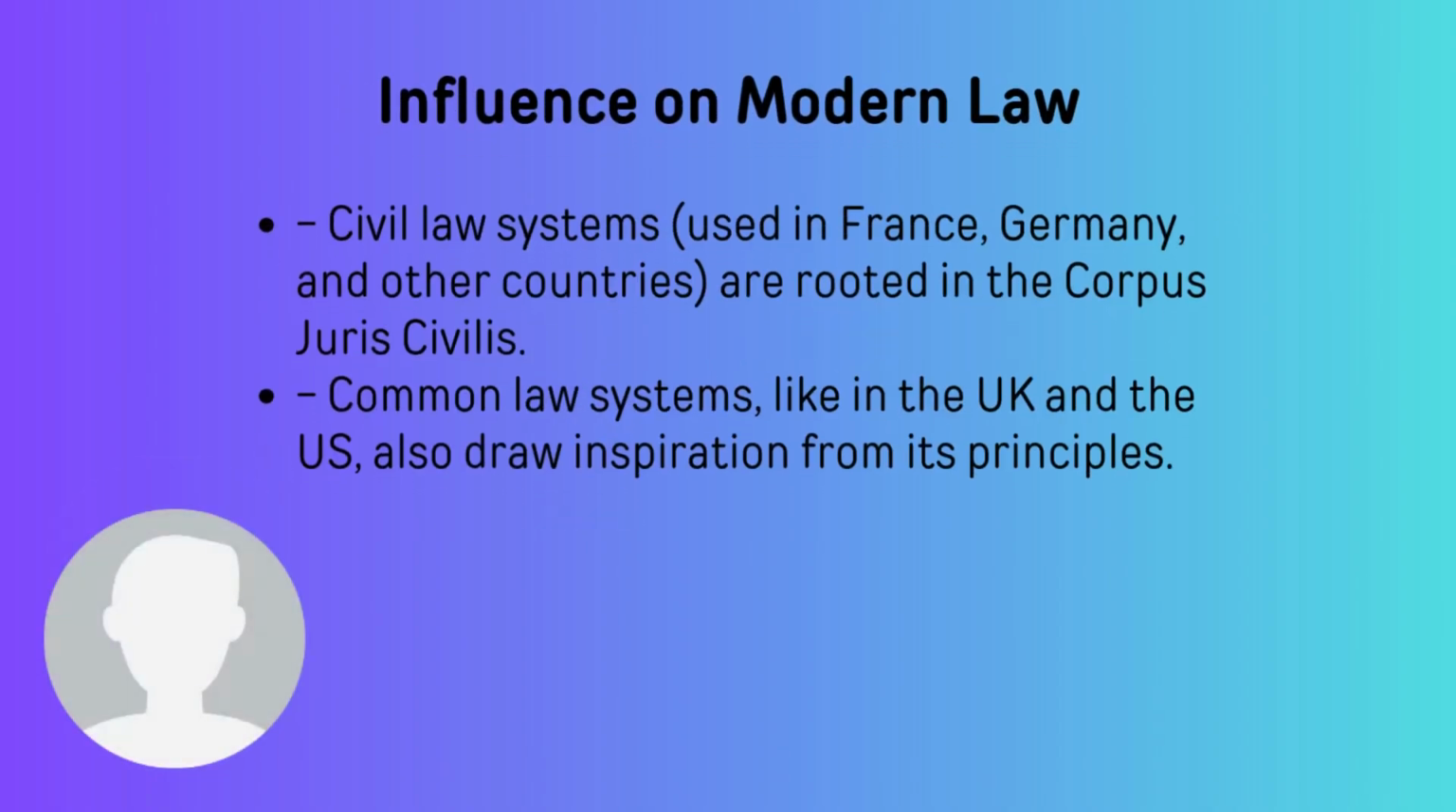In civil law countries such as those in Europe, Latin America, and many parts of Asia, laws are written down and organized into codes such as the Corpus Juris Civilis. In contrast, common law systems such as in the USA and UK rely more on past rulings and court decisions. While they are different, even common law systems are influenced by many Roman legal principles.